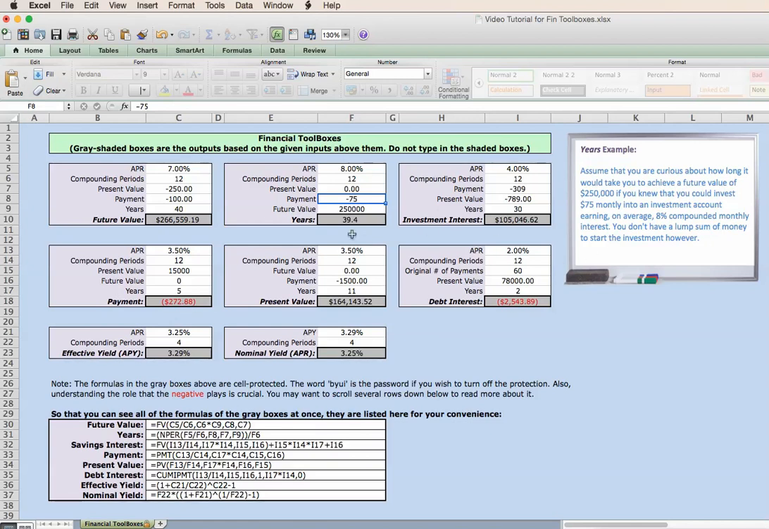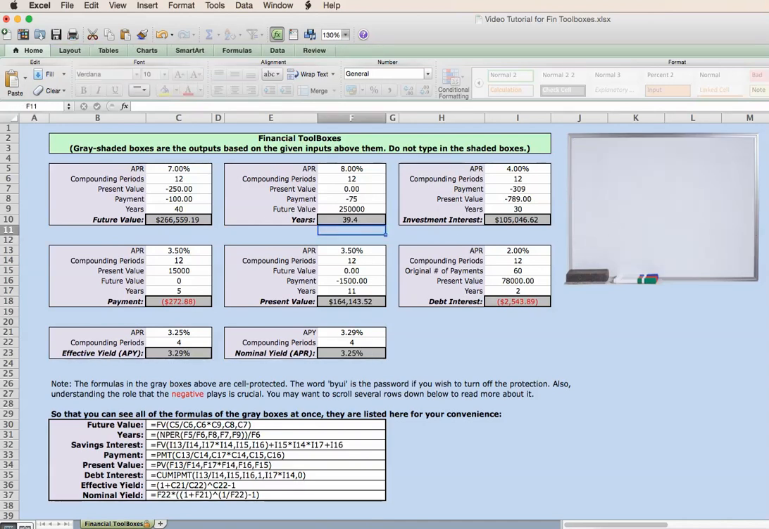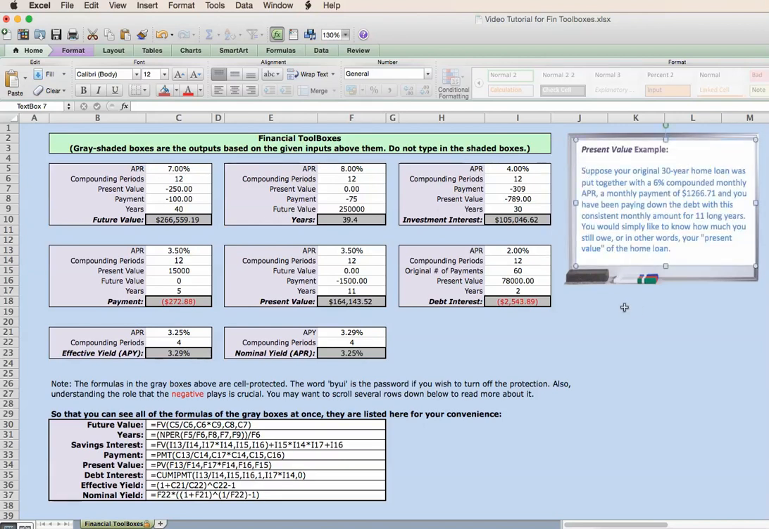All right, so that's a great way to get a good feel for how long it takes to achieve a certain goal. Next example is one of my favorite. We're going to be paying on a mortgage for a home, and we want to know just how much we still owe. Now, granted, we could perhaps call the bank or look it up on the internet, but it's kind of fun to know that it's pretty fast with this little toolbox.